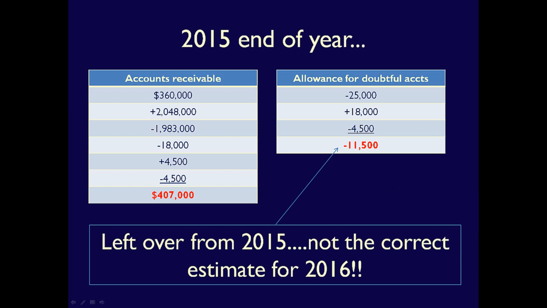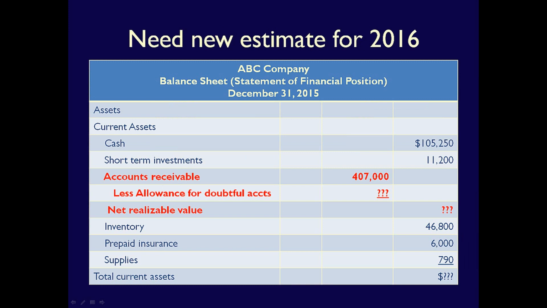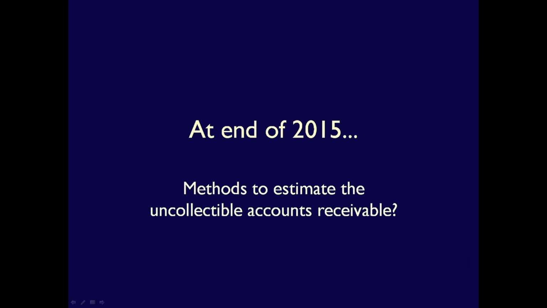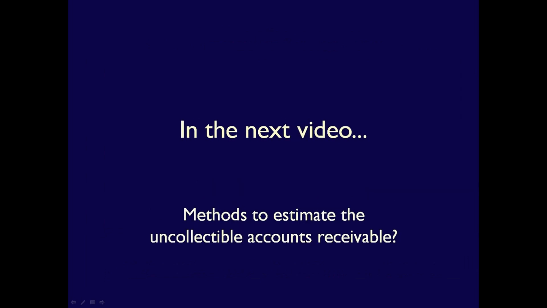Our accounts receivable balance is $407,000 at year end, but we know some of these will go bad in the upcoming 12 months, and we have to determine an estimate about that now so we can record the accounts receivable at their future economic benefit and the expense in the same year as the related revenue. How are we going to do that? Well, there are two methods we can use to estimate the uncollectible accounts receivable, and those methods will be the topic of our next video.